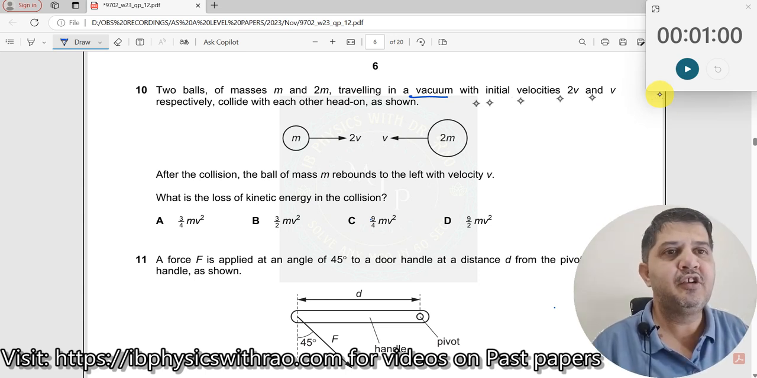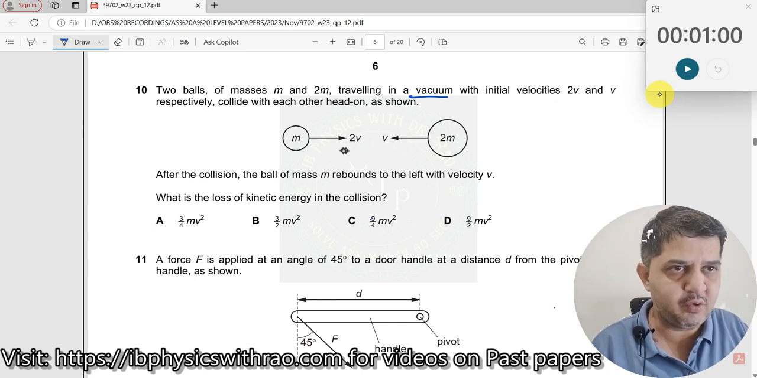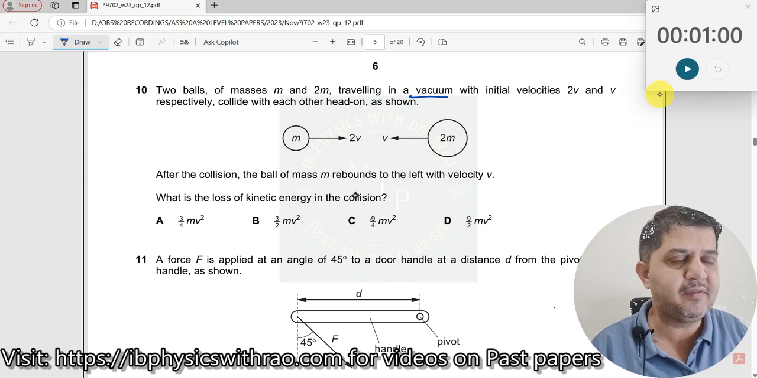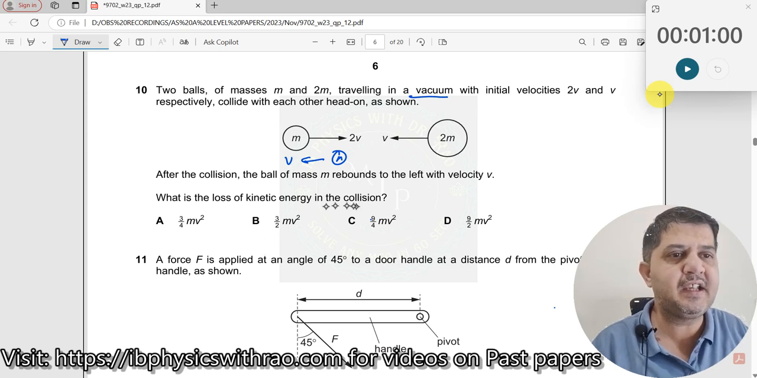Question number 10. Two balls of masses m and 2m are traveling in a vacuum with initial velocities 2v and v respectively, and collide head-on as shown. After the collision, the ball of mass m rebounds to the left with velocity v. What is the loss of kinetic energy in the collision?